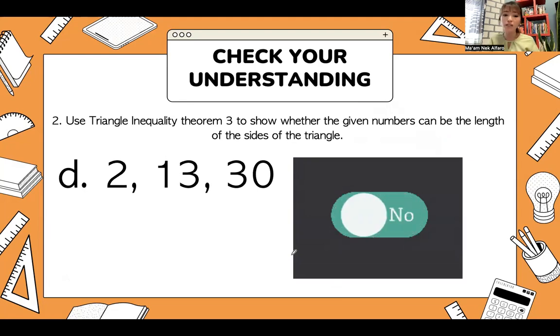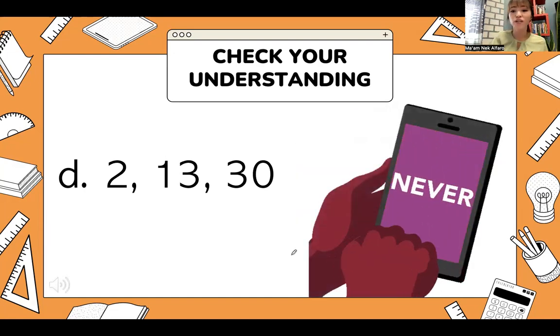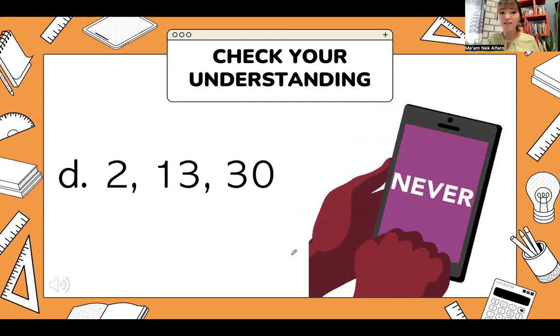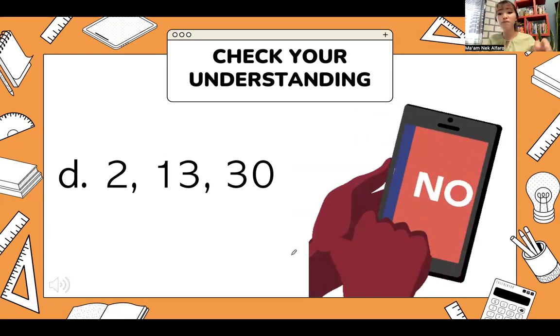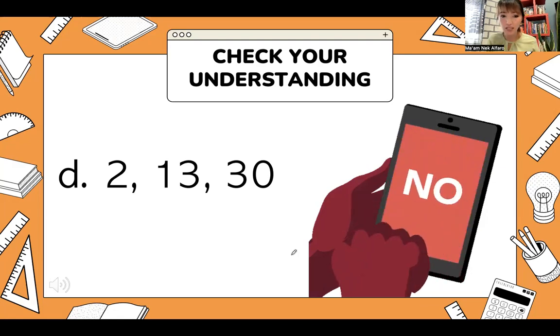Yes or no? I'll give you 5 seconds. 5, 4, 3, 2, 1. Answer? No, never. It is not going to happen. Since 2 plus 13 is 15. 15 is not greater than 30. All right?